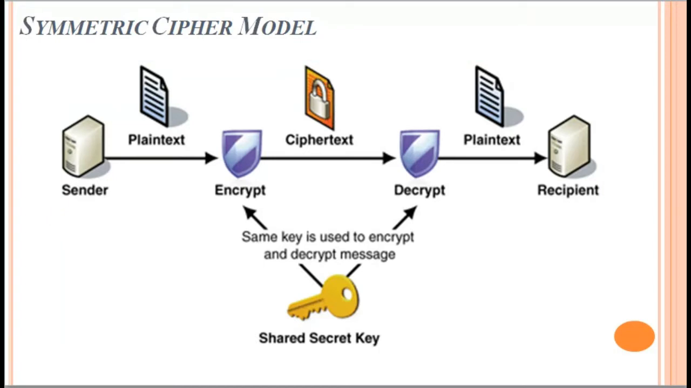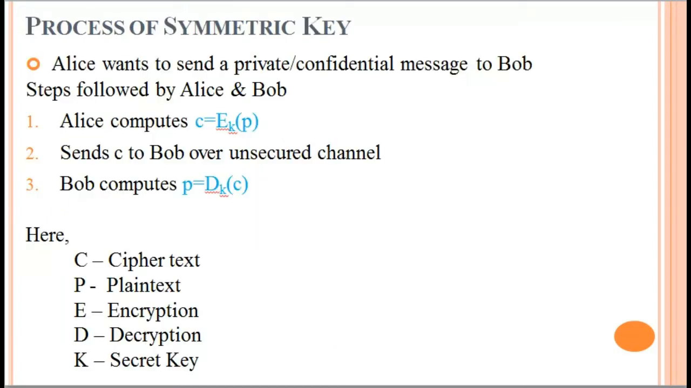Now what is the requirement of symmetric key encryption? If Alice wants to send a confidential or private message to Bob, what steps are followed by Alice and Bob? First of all, Alice chooses the message that she wants to send to Bob, and after choosing the message, Alice computes the ciphertext with the help of the encryption algorithm and the shared key, and this converted message is sent to Bob through an insecure channel.